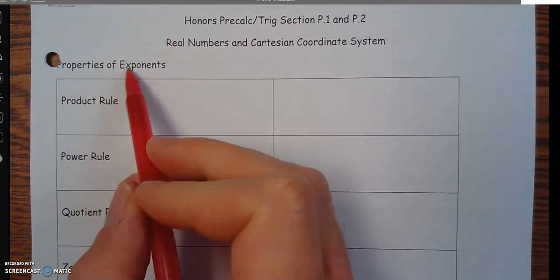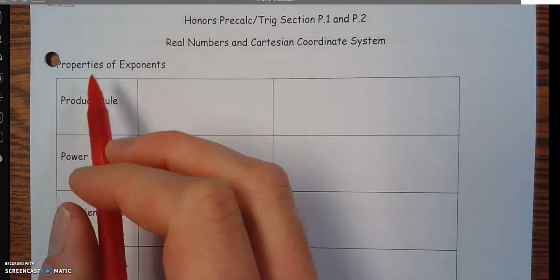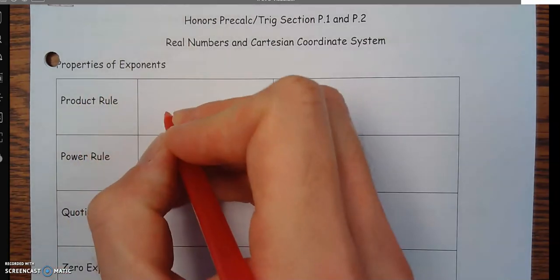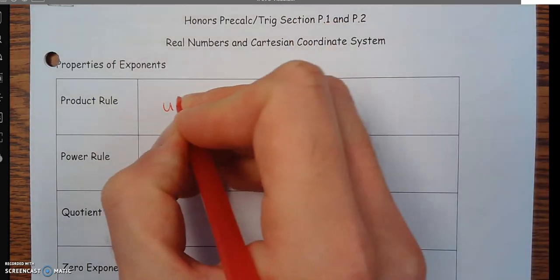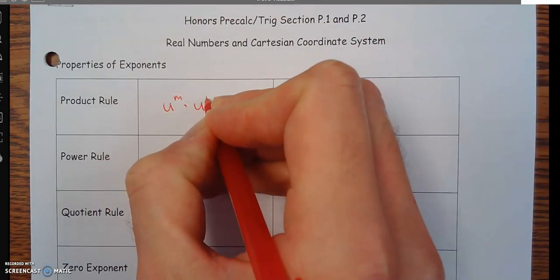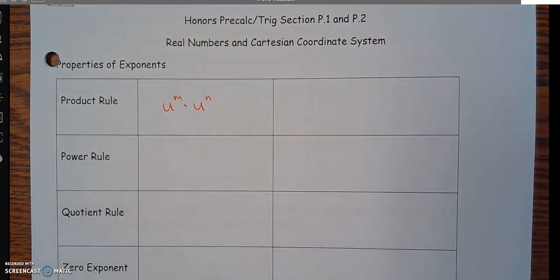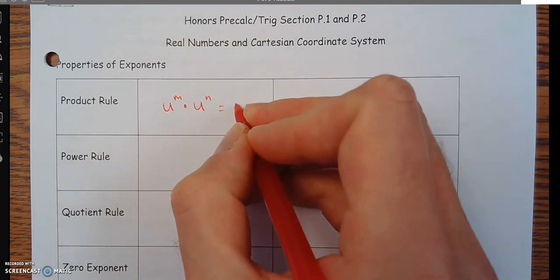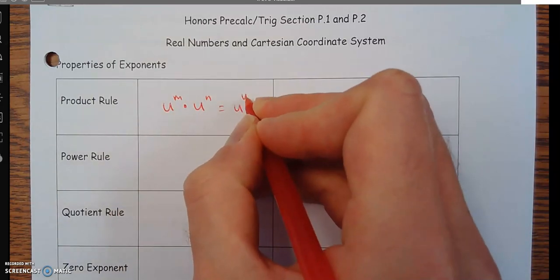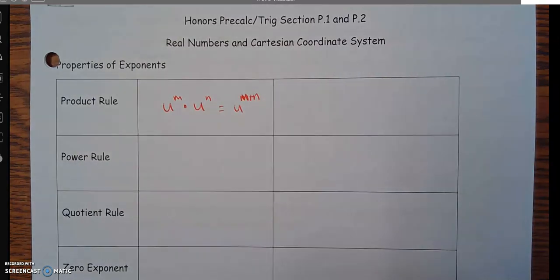The first thing, the properties of exponents. The first property is the product rule. Our product rule is, if you're multiplying and they have the same base, let's pretend that they have different exponents, then that means I add the exponents, or m plus n. That means I add the exponents.